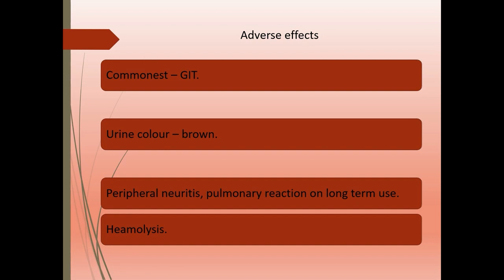And urine becomes brown on exposure to air in case of nitrofurantoin. It can also cause peripheral neuritis, which sometimes might be very severe. All these side effects occur when it's taken for longer durations. Pulmonary reaction: it can also cause pulmonary fibrosis on long-term use, and it can also cause hemolysis in G6PD deficient patients. So these are the side effects. Again, the commonest is your GIT disturbances.